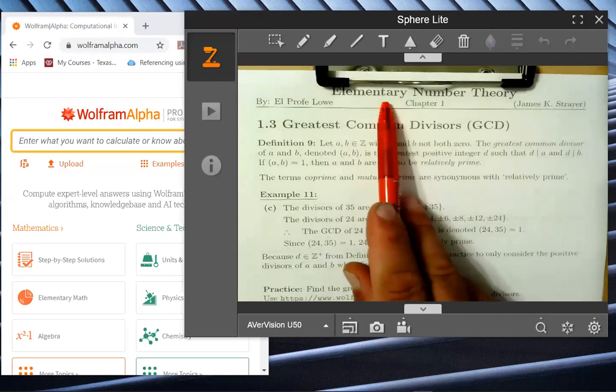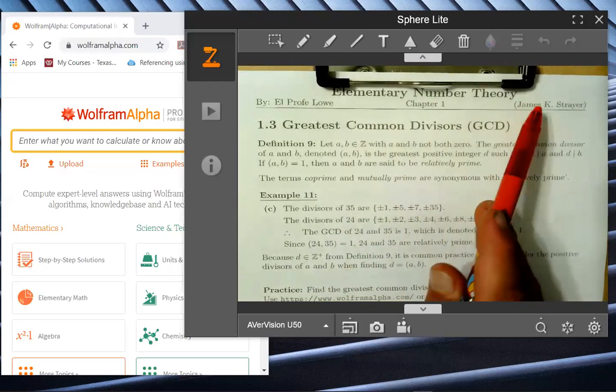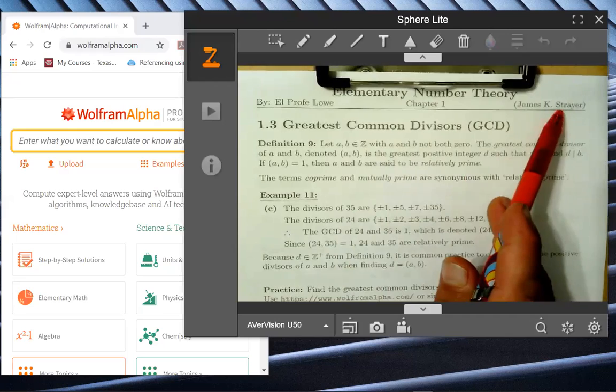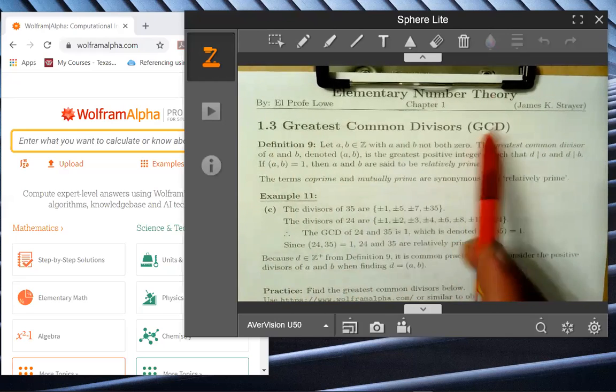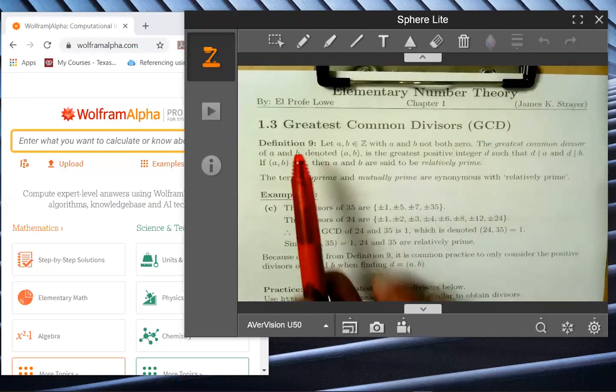I'm going to be doing some elementary number theory. James K. Strayer is the author of this text, looking at 1.3, the greatest common divisors. We've got this definition from our text.